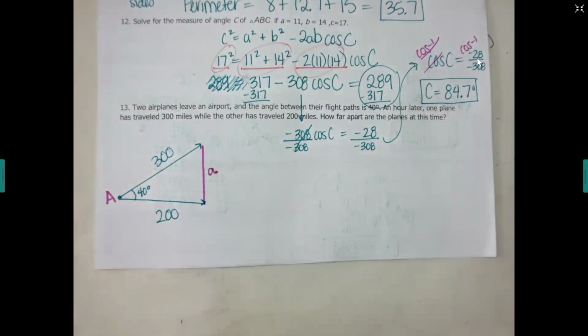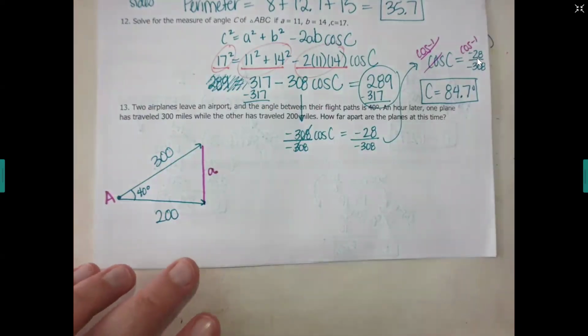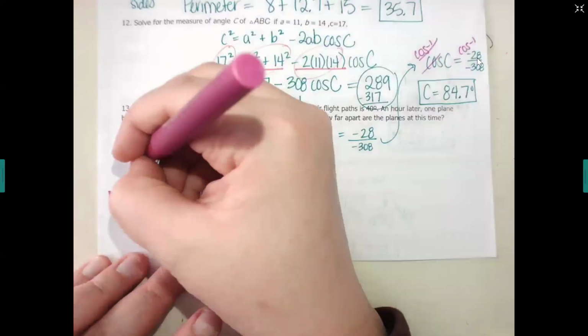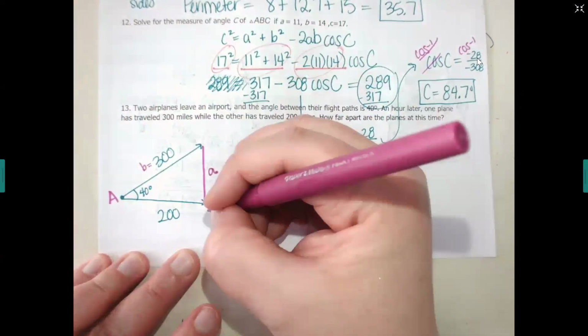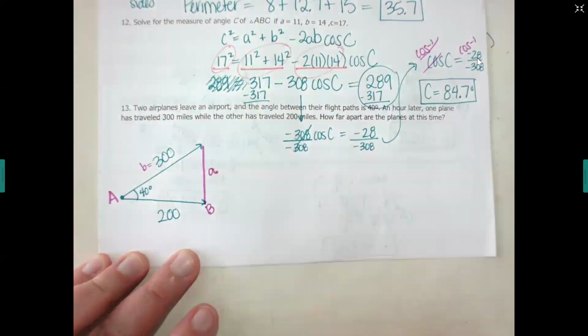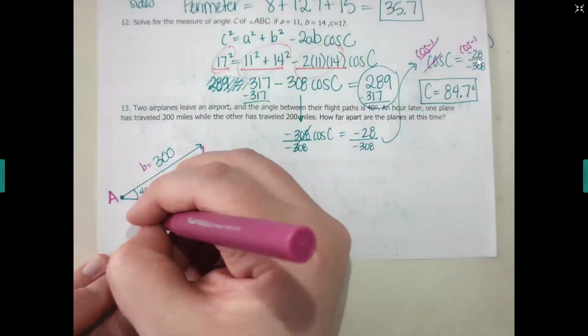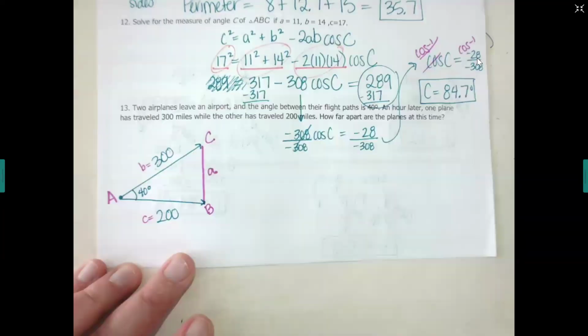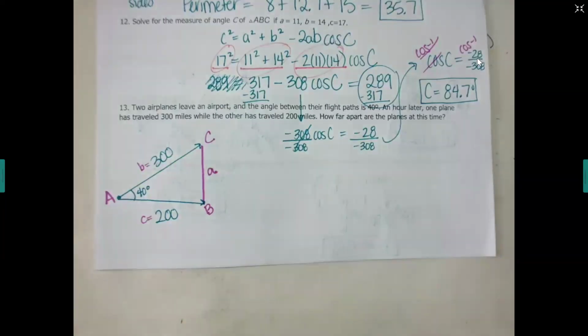And then for your other 2 sides, remember, it doesn't matter how you label them as long as the letters are across from each other. So if I want to call 300 little b, then I would need this to be capital B. And if I want 200 to be my little c, that would be capital C. Now, looking at the triangle that you just made, will this be a law of sines or a law of cosines?